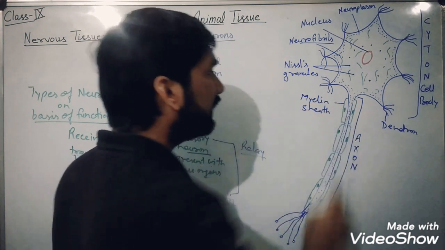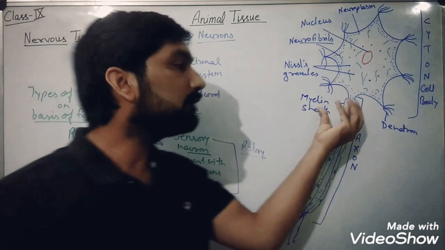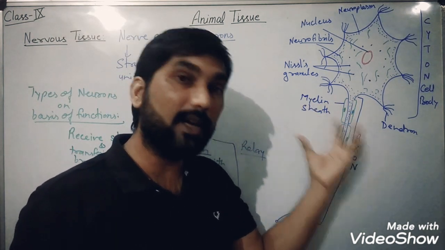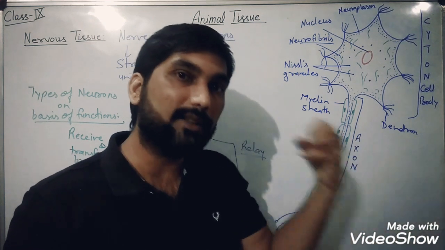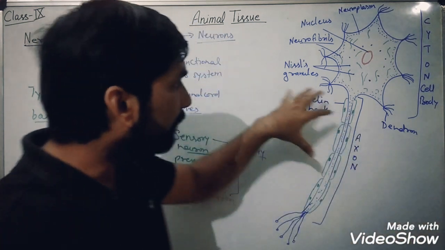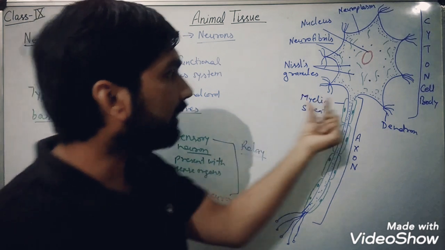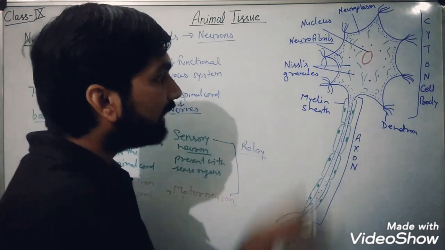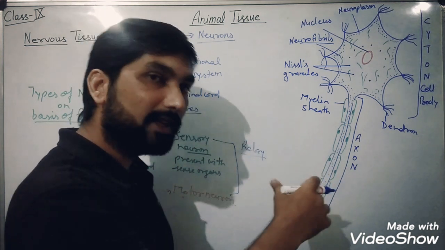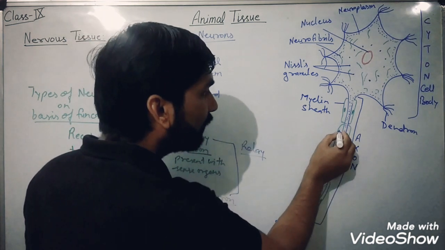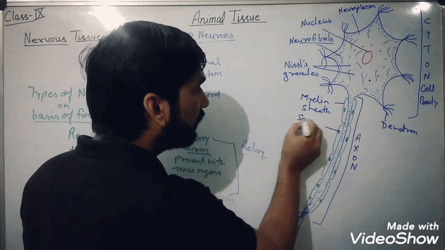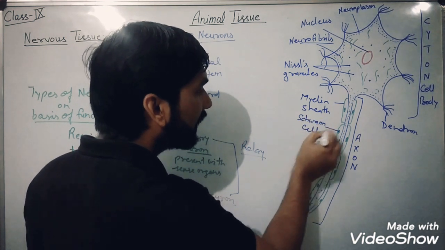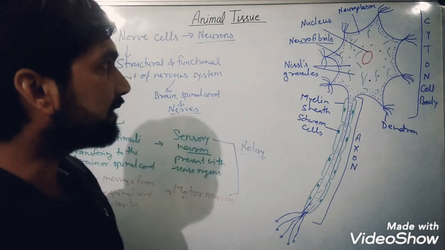Actually, what are these myelin sheaths? These are insulated structures which give them the ability to conduct the message very rapidly. So what is the myelin sheath? It is an insulated cover on the axon, and the myelin sheath is secreted by specific cells which are known as Schwann cells. So many structures are here.